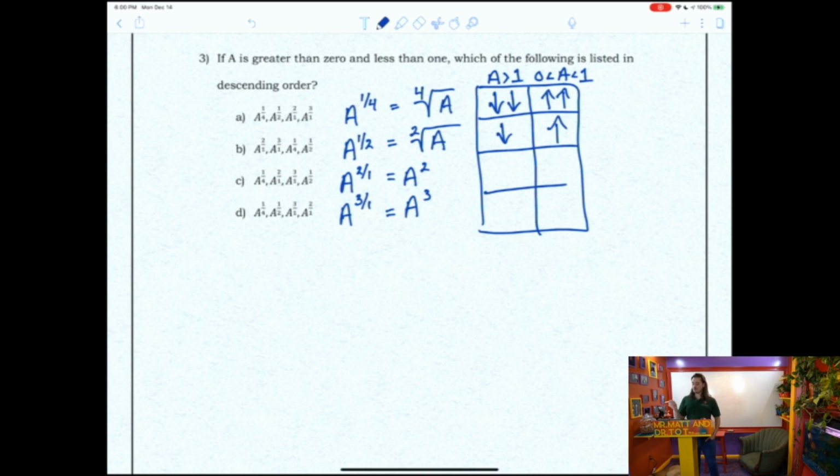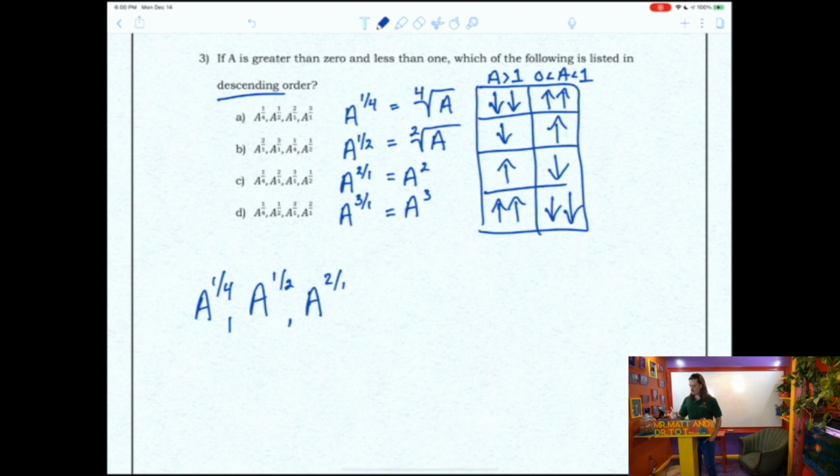If a were greater than 1 and we square it, we would expect it to go up. If we cubed it, we would expect it to go up even more. So the opposite is going to be true if a is in between 0 and 1. So we're going in descending order now. We're starting with the most, which is going to be the fourth root of a, the same thing as a to the 1/4 power, followed by a to the 1/2 power, followed by a squared, and then lastly followed by a cubed. And that's going to be answer selection A.